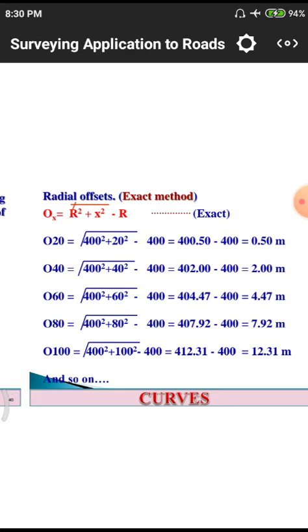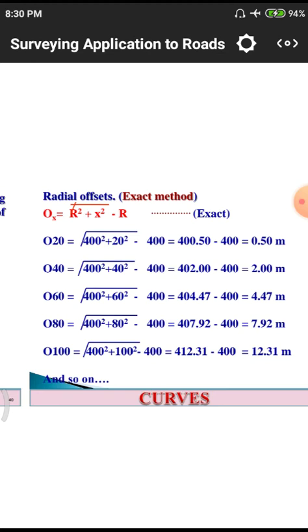If it is 1 meter, we take it as O1. If it is 2 meters, we take it as O2. Likewise, whatever the offset range we have, we have to give those x values. O20: normally x equals 20, we place square root of 400 square plus 20 square minus 400. We will get the value as 0.50 meters.